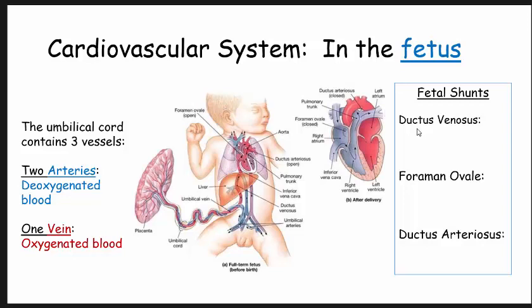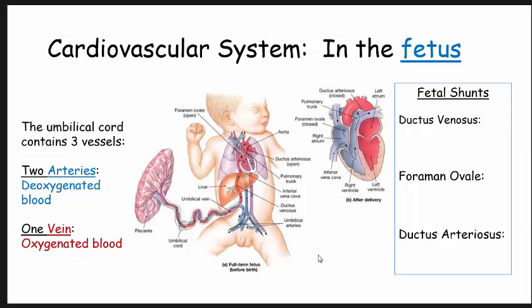The last shunt that we're going to talk about is the ductus arteriosus, so that's right here. The ductus arteriosus is taking blood right from the pulmonary trunk here into the aorta, again bypassing the fetal lungs. Now the ductus arteriosus does take a little bit longer to close. This one can stay open for several hours after birth, and we can sometimes hear murmurs in babies after birth due to this shunt still being open.